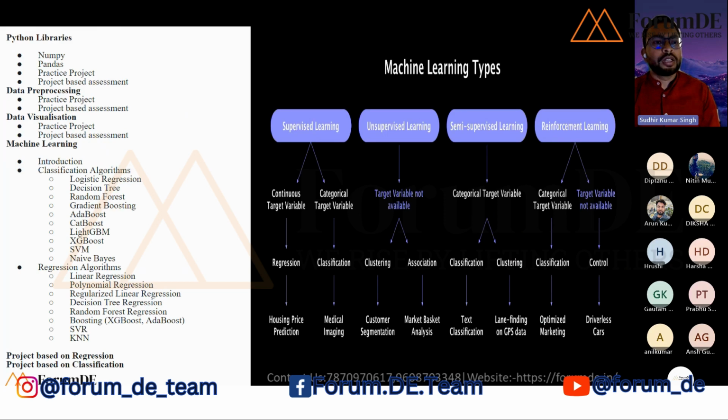Next, we'll be studying Python libraries like NumPy and Pandas, and based on them we'll be assigning you some projects. Then data pre-processing, data visualization, and machine learning. You can see that in machine learning there are different types, like supervised, unsupervised, semi-supervised, and reinforcement. And we'll be covering all of these things mentioned here.